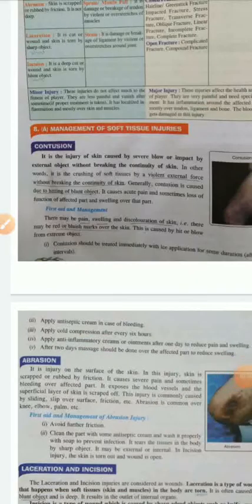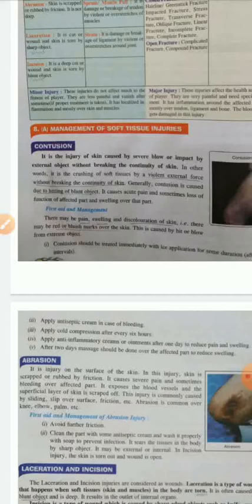Management of soft tissue injury. First, contusion. Contusion is the injury of skin caused by a severe blow or direct impact by an external object without breaking the continuity of skin. Contusion means soft tissue injury.